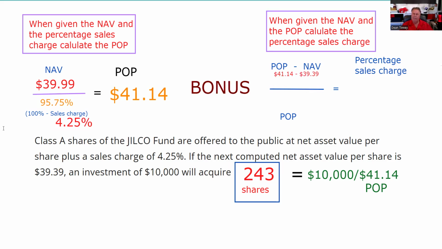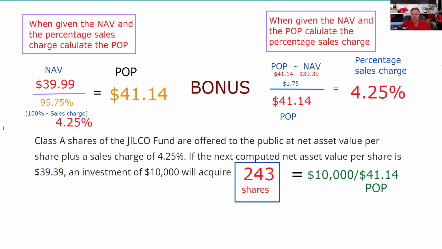So we take the POP minus the NAV, and we find out the sales charge is $1.15. NAV plus sales charge equals public offering price. And the percentage, we divide that by the public offering price, and we find out this sales charge is 4.25%. So those are the two scenarios that you may encounter on your exam.